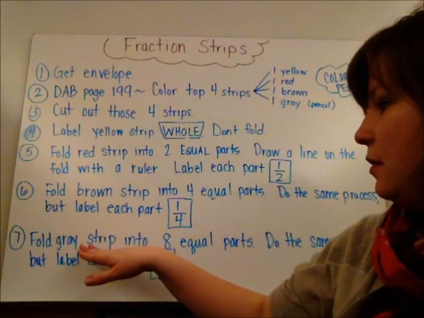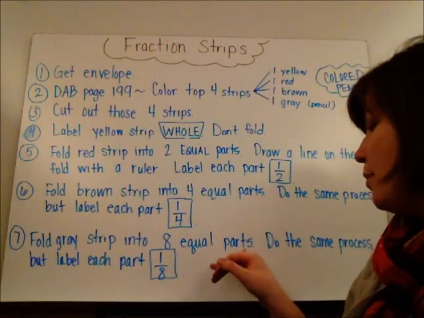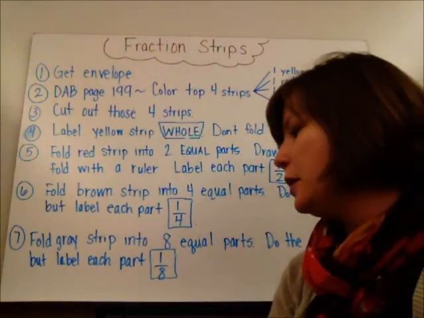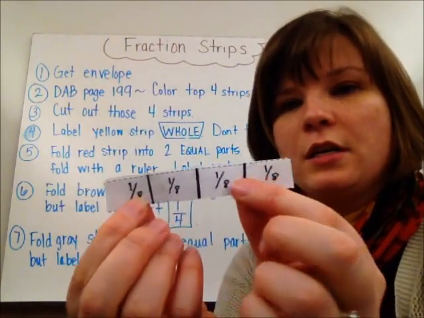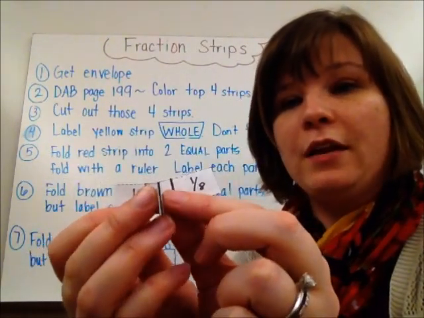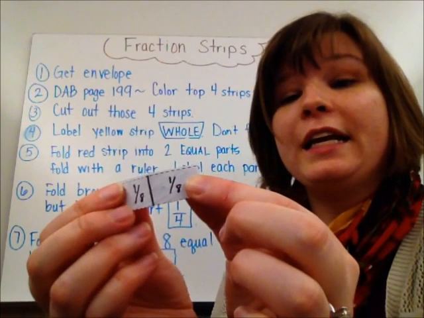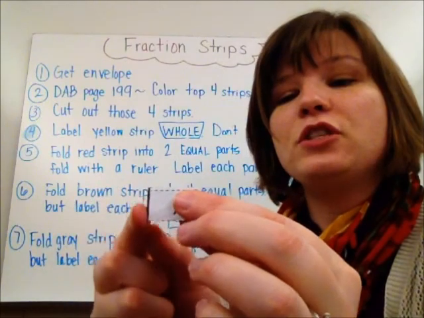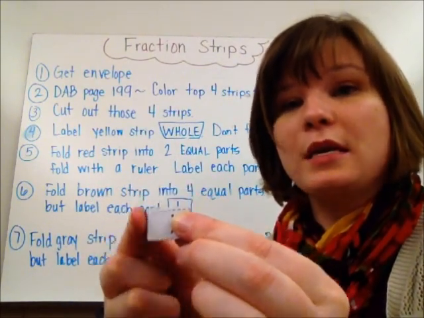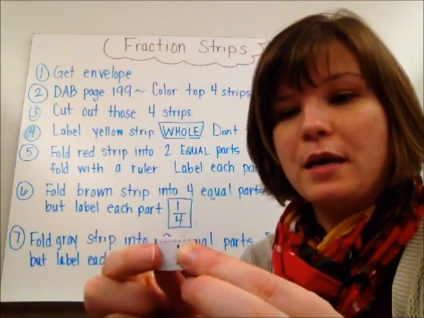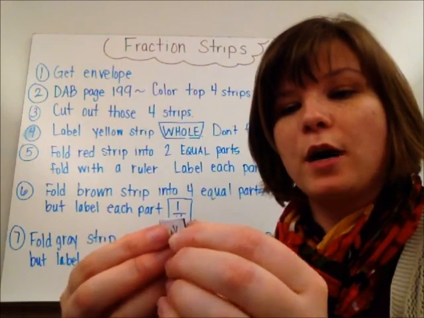Number 7, you're going to fold your gray strip into 8 equal parts. Do the same process, but label each part 1/8. So here's how I did that. I folded it in half first, then I folded it in half again, like we did for our 4ths, and then you fold it in half again, and make sure each time that you're lining up those edges, because they have to be equal parts. They cannot be, you know, some of them longer than others. They have to be the same size, each part.